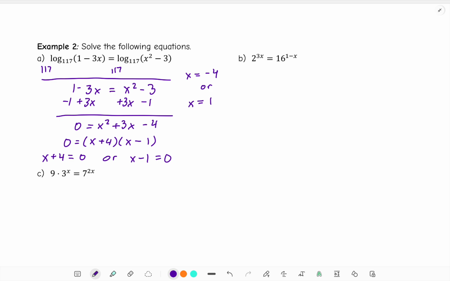Now, like I said before, you do have to check these. And it's not that you have to check and make sure the answers are correct, but check and make sure that you don't get an undefined part. So when we plug negative 4 in, well, we get 1 minus 3 times negative 4, which is 1 plus 12, which is 13. Or we get negative 4 squared minus 3, which is 16 minus 3, which is 13. So the negative 4 does check out.